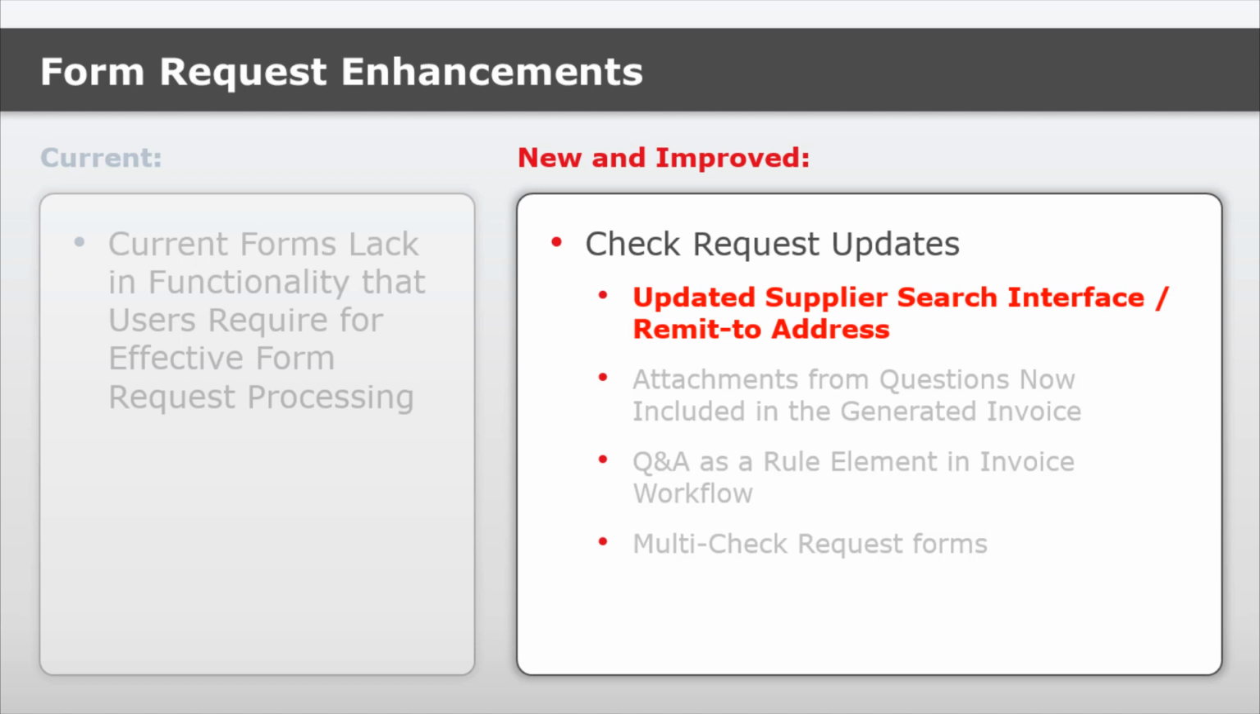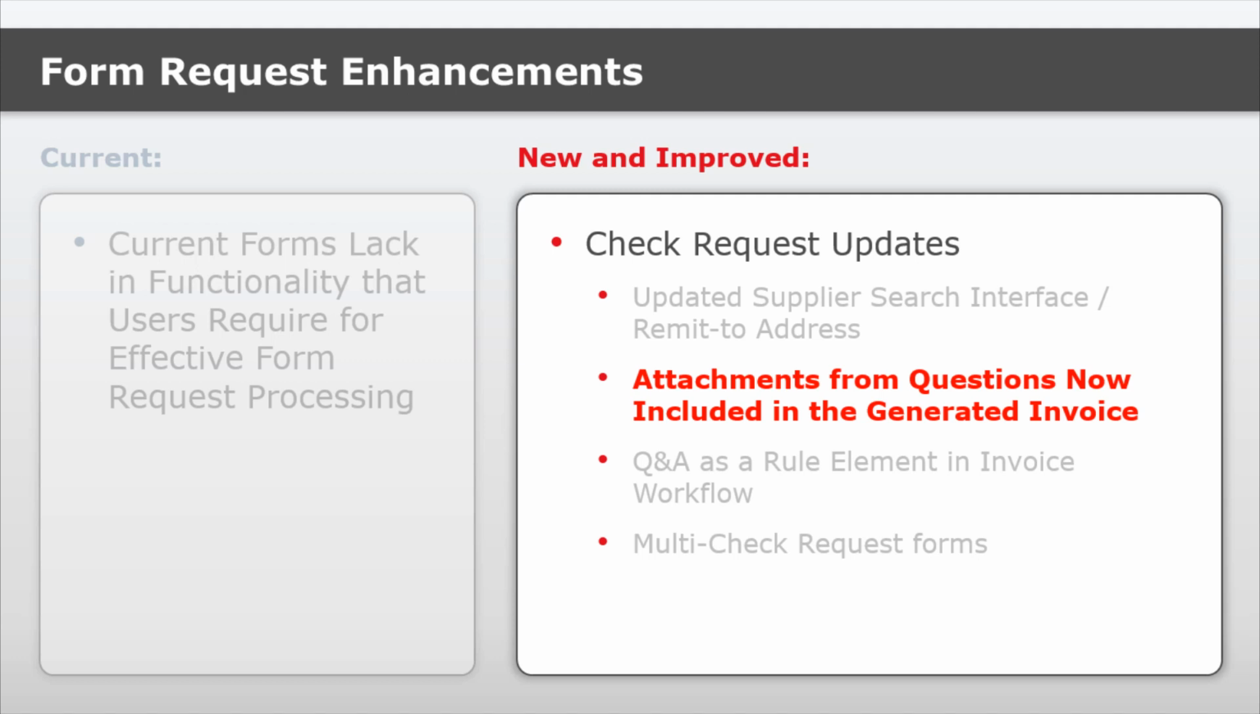The check request now includes the ability to search for suppliers via an updated interface on the check request form. If the supplier being searched for is selected, automatic population of the remit to address found on the supplier's profile will now be inserted in the remit to address field on the check request. If a supplier has more than one remit to address, the remit to address on the check request will automatically populate with the primary remittance address of the supplier.